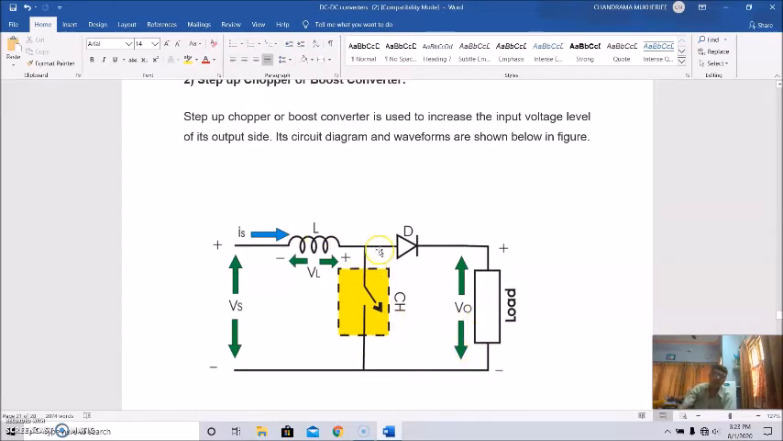Clear? So I hope you have understood the operation during on and during off of the step up chopper. From these on and off operations you will find out the delta I, that is the peak to peak current value, and then at on conditions and off conditions you equate this delta I, and you will get the relation between the output voltage and the input voltage, where the output voltage always varies from the source voltage to infinity.